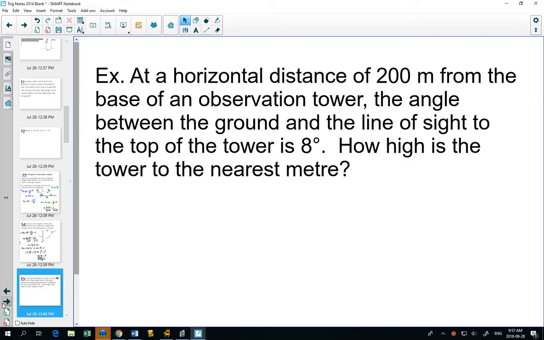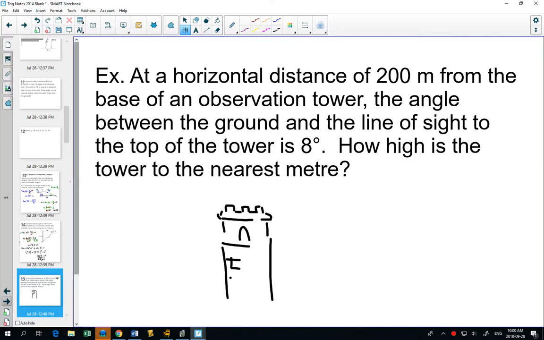Your job is to draw the picture on your own first. Read through the question, draw the picture, and then set up your tangent definition. With your drawing, did you draw an observation tower? Make it nice and fancy. Yeah, liking it. Nice. There's a nice, beautiful green grass because it's September and it rains every day. And there is our tower.